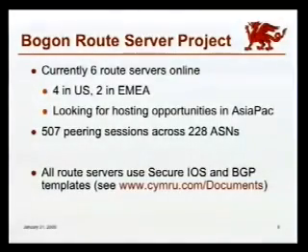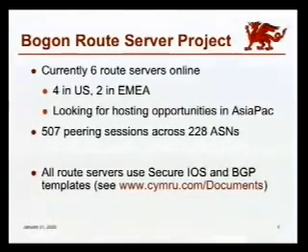How popular are the route servers? Well, we currently have 507 peering sessions spread across 228 different ASNs. Our peers range from small ISPs and basement multi-homers all the way up to international network service providers, so we're fairly well represented. Some people ask, well, can we see the configs of your route servers?